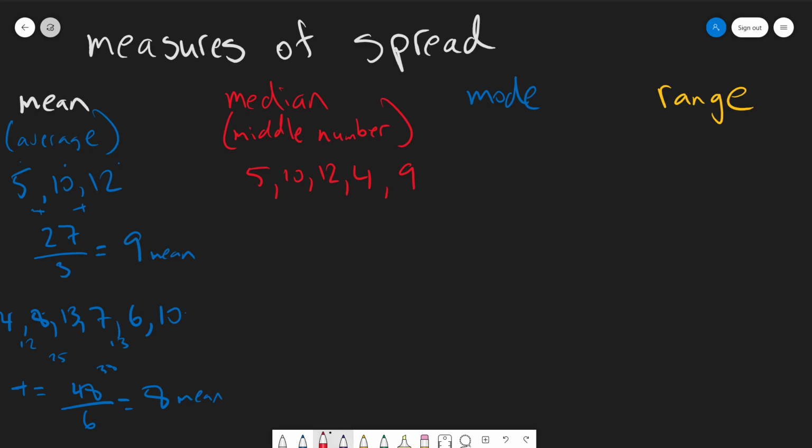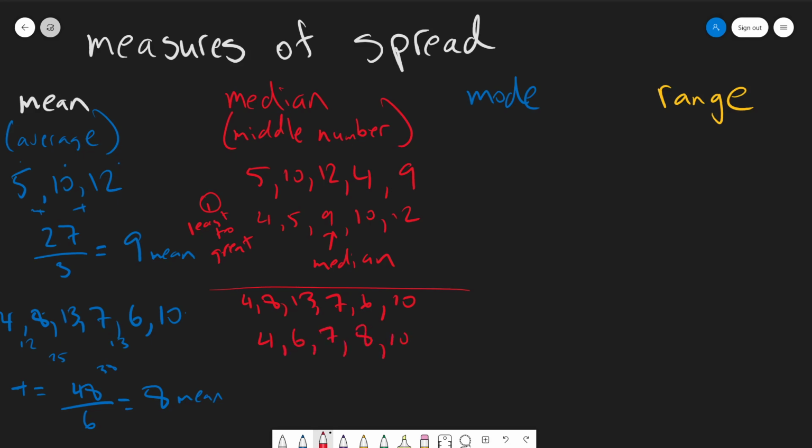The median is going to be the middle number when you put them in order. So the first thing you would have to do is order them up. So 4, 5, 9, 10, 12. Now I could say, oh, 9 is the median. So the first thing you have to do is order least to greatest, and then you find the one in the middle. That is your median. Similarly, if we look at this bottom data set, I have 4, 8, 13, 7, 6, 10. The first thing I'm going to do is put them in order. So 4 is the smallest still, 6, 7, 8, 10, 13.